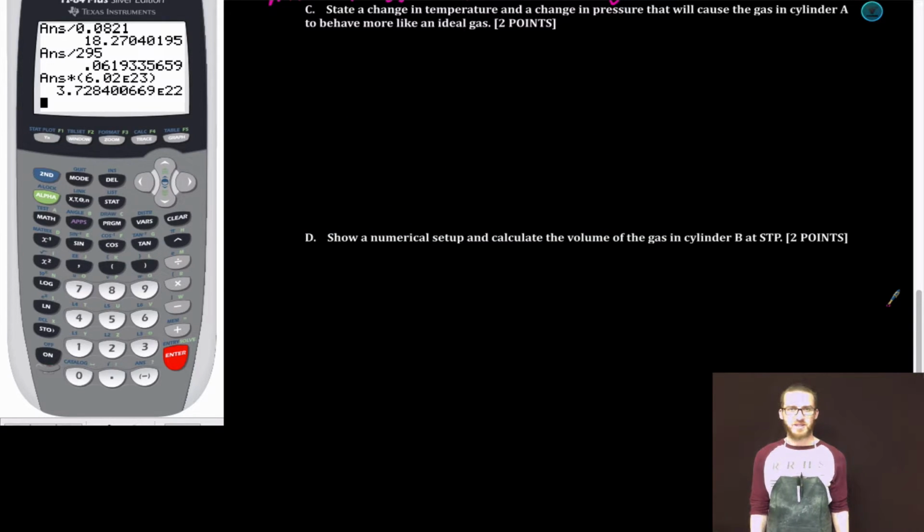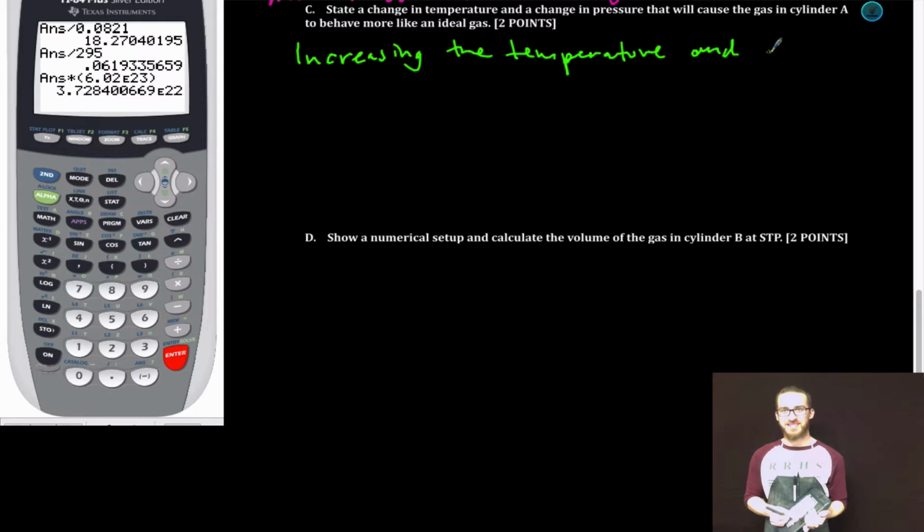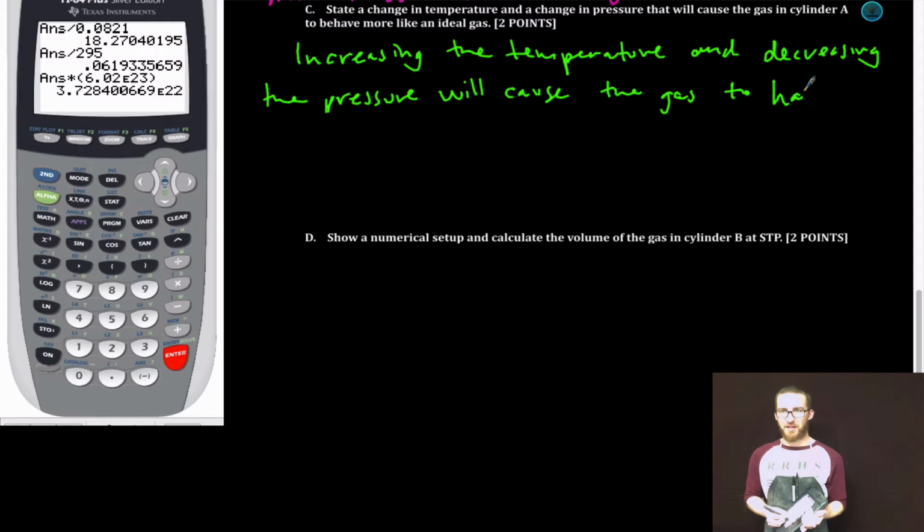Part C. State a change in temperature and a change in pressure that would cause the gas in cylinder A to behave more like an ideal gas. Alright, this question is just asking you to recall under what conditions will a gas behave more like an ideal gas? Increasing the temperature and decreasing the pressure will cause the gas to have more ideal behavior.